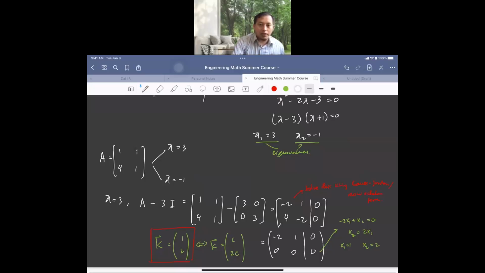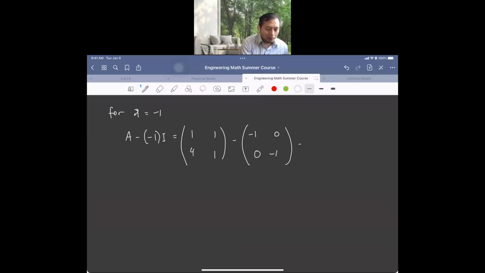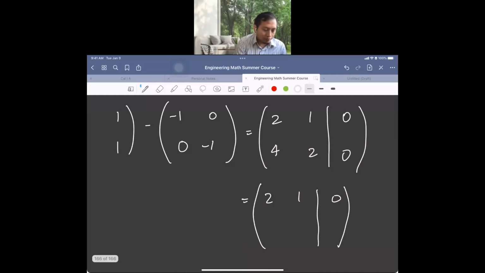Now we should also calculate the eigenvector for eigenvalue equal negative 1. So let me move to the next page. We have eigenvalue negative 1, so we'll have A minus negative 1 times identity. So let me write 1, 4, 1, 1 minus, this is minus 1, 0, 0, minus 1. So we have 2, 1, 4, and 1, 2. Okay. And the same, we are going to use row echelon form. And if you see, the first row is half of the second row. So we can write 2, 1, 0. And then 4 minus 4 is 0, 0, 0.